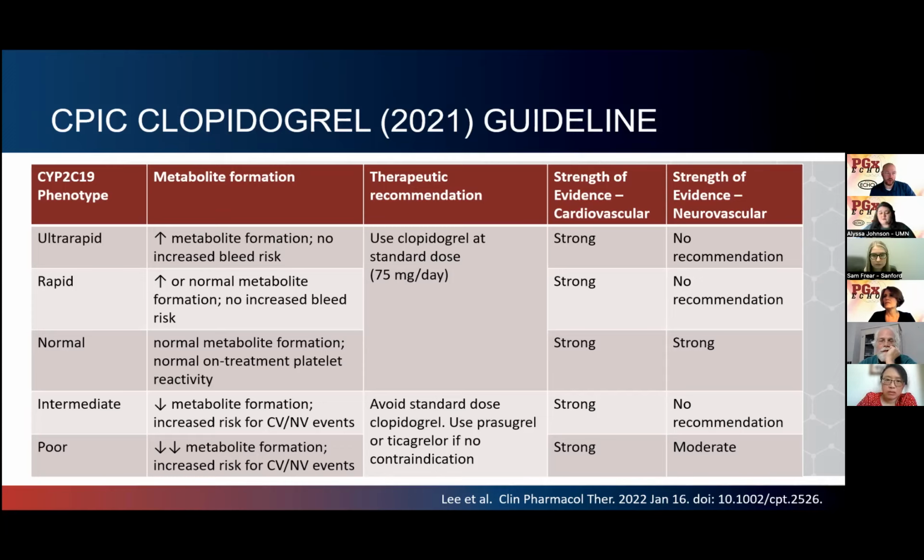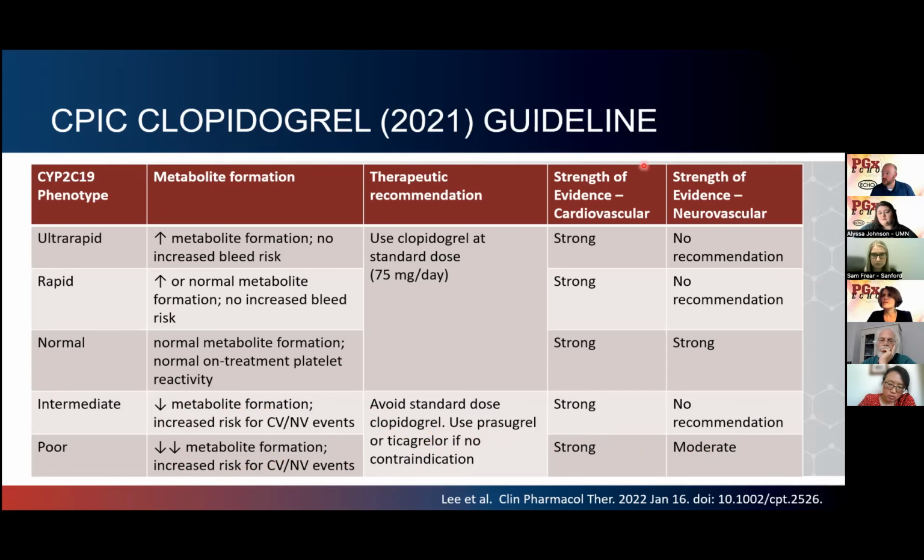Needless to say, you look at the range of phenotypes, and let's see if we can get a laser pointer on here. For the normal metabolizers, you would expect the strength of evidence to be strong. That's where the majority of the population is living. But these intermediate and poor metabolizers have decreased metabolite formation and increased risk for cardiovascular and neurovascular events, and therefore the take home is to pick something else, something that's not clopidogrel. Prasugrel would be contraindicated in the neurovascular space, with a history of stroke or TIA. But choose an alternative that's appropriate.